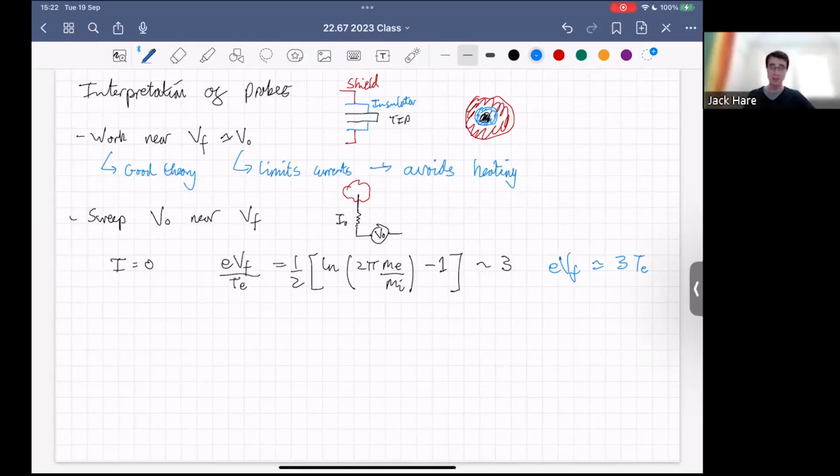So if your temperature is 1 electron volt, then your floating potential is about 3 volts. That sounds super useful, but it's not. Why is it not useful? We've measured VF by sweeping it there, and now from this we've got the temperature. This is incredible. Yeah, but doesn't that just cancel itself back out in that equation?